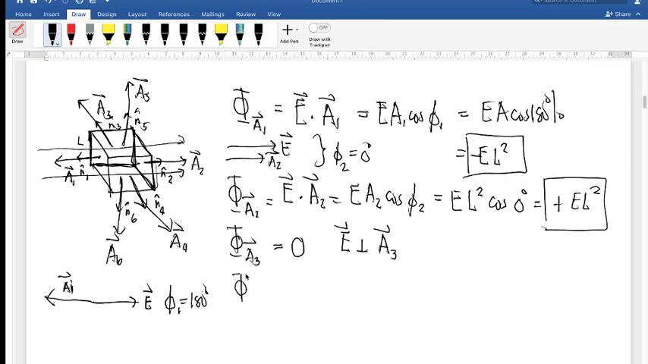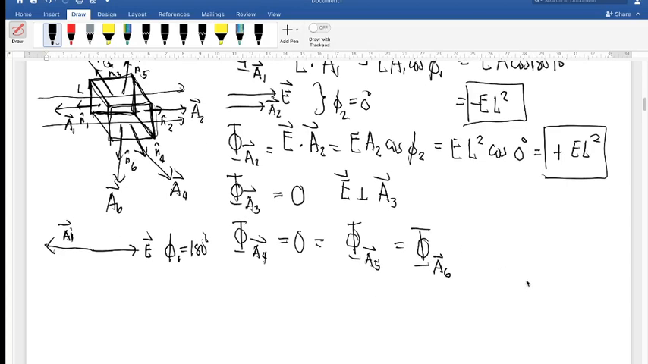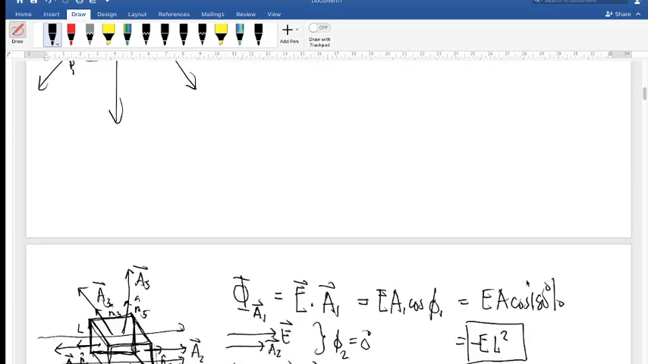How about for A4? Again, no electric field lines penetrate this face, so the flux is still equal to 0. How about the top face of the cube? Again, nothing penetrates, so the electric flux through A5 is still 0, and the same for the bottom face of the cube, the flux through A6, which is still 0. Okay, that is electric flux.